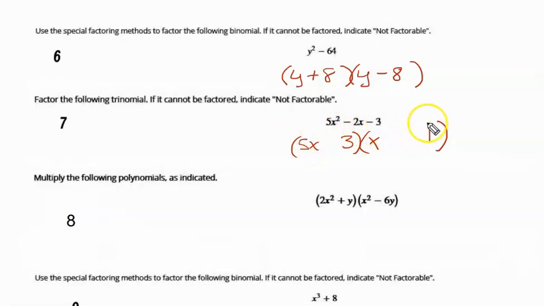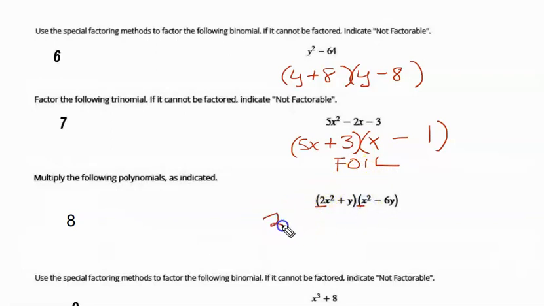Now our outers are 5x, inners are 3x, the difference is a 2x. We need a negative in the middle, so the outers will be a negative, the inners will be a positive, and when we FOIL it, we actually get this. So this checks. Now here they're asking us to FOIL, so we'll do it together.